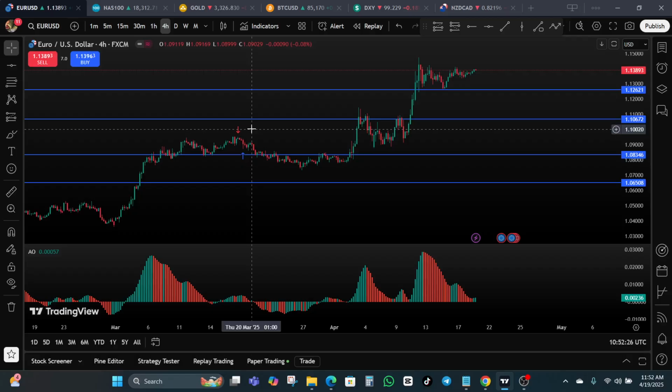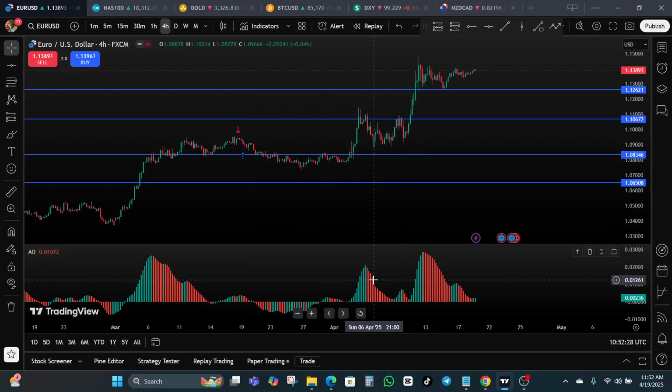Watch how the oscillator moves in relation to price. Look for momentum shifts and histogram changes. Finally, do not forget to manage your risk. Even the best divergence setup can fail in unpredictable markets. So combine it with smart stop loss placement, a solid risk to reward plan, and you'll be trading with more confidence.